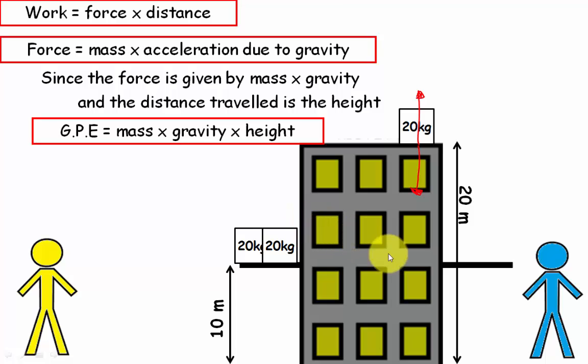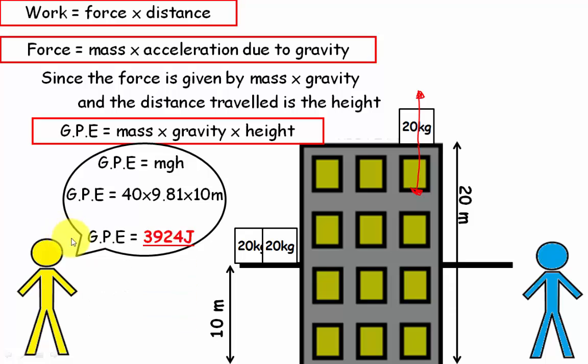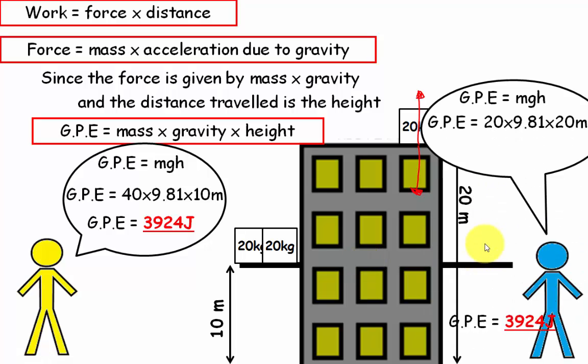So if we have a look at our yellow guy, I'm subbing the numbers into the equation, he carried 40 kilograms in a gravitational field of 9.81 newtons per kilogram, and he lifted them by 10 meters, and so he did this much work. Okay, the blue guy did only 20 kilograms, but he went twice as far, and therefore he's done exactly the same amount of work.